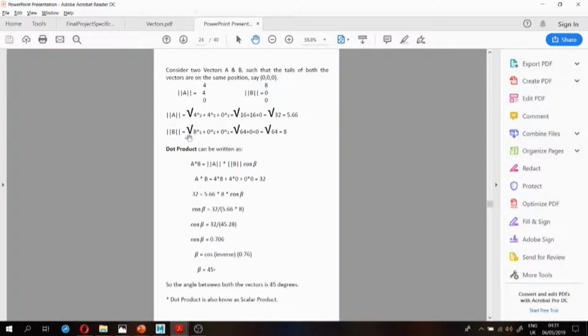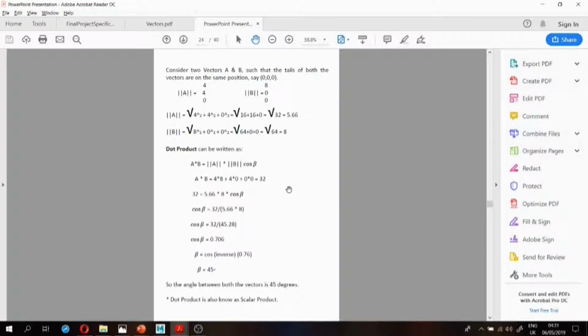The magnitude of B is 8 squared plus 0 squared plus 0 squared, which is 64, and the square root of 64 is 8. So the dot product can be written as A multiplied by B is equal to the magnitude of A multiplied by the magnitude of B multiplied by cos of beta. A multiplied by B is the x component of A multiplied by the x component of B, and we add the other components. So 4 multiplied by 8 is 32, then 4 multiplied by 0 is 0, and 0 multiplied by 0 is 0.